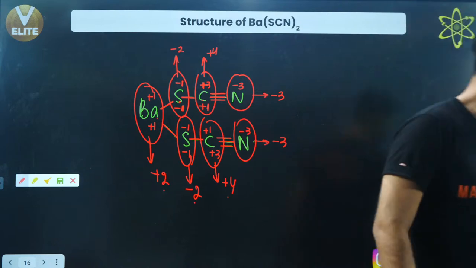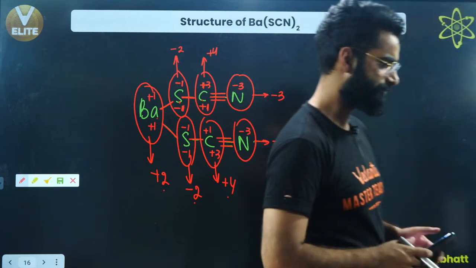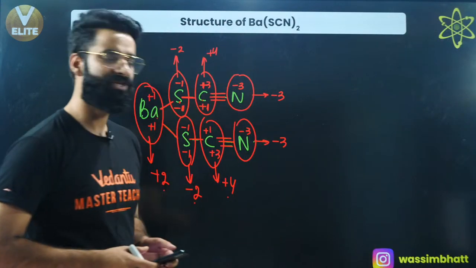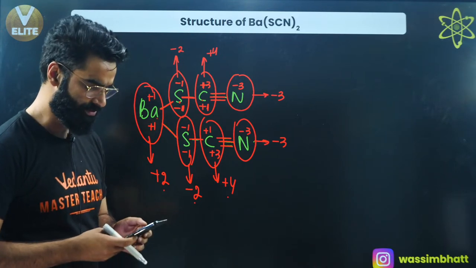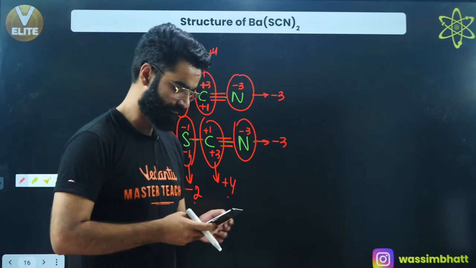I'm sure every single thing is clear to everyone. Oxygen is more electronegative than chlorine. Yes, Robinson, oxygen is more electronegative than chlorine, absolutely.